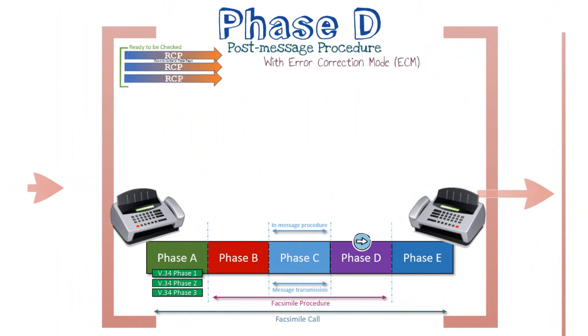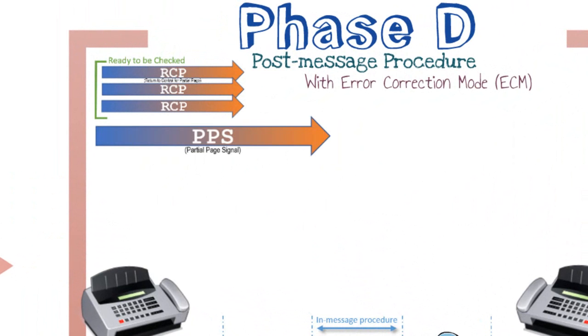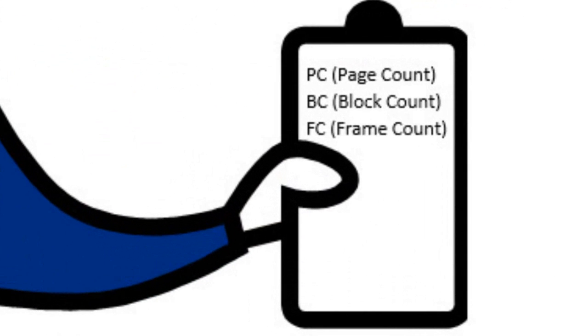The Phase D process is a response to that information. So with the same error correction mode enabled, we get those 3 RCP signals from the actual sending side. It'll then finish by giving a partial page signal. This is basically a checklist of how many frames were sent and what was involved. What you can look for: page count, block count, and frame count.